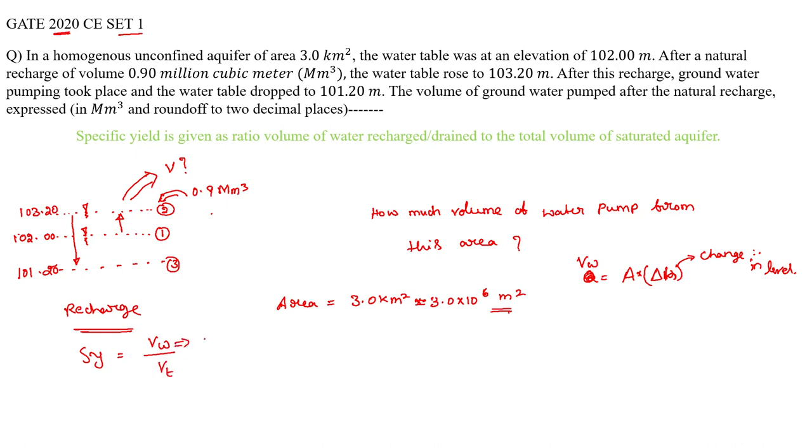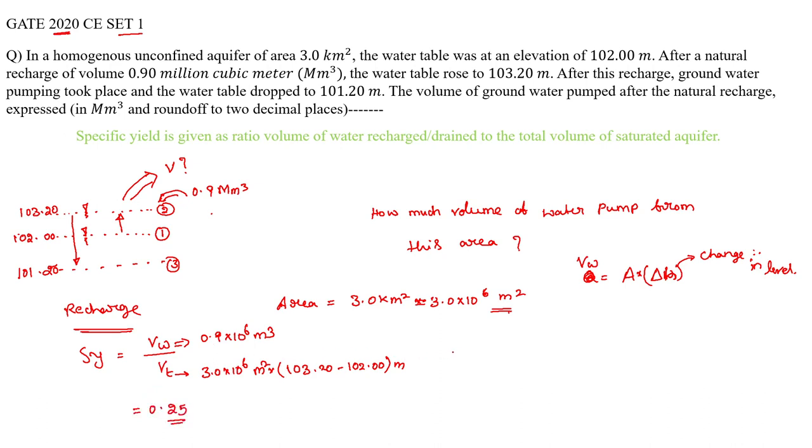So here what is the volume of water? 0.9 into 10 power 6 meter cube. This much volume of water was added to the soil sample. And how much is the total volume of the saturated aquifer? 3 into 10 power 6 meter square into (103.20 minus 102.22) meters. This is the total volume of saturated aquifer, and this is the volume of water added to it. So this is 0.9 and this is 3.0. By doing this you get a specific yield of 0.25.